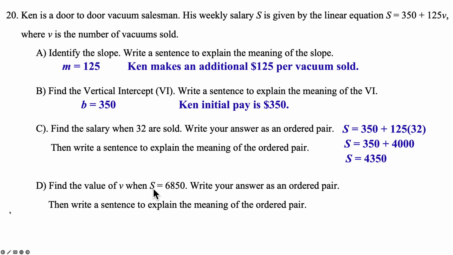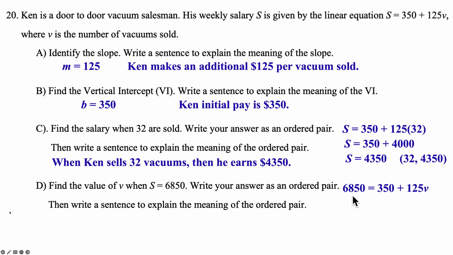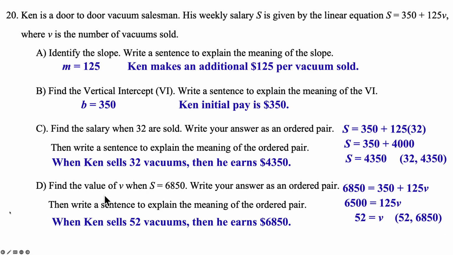Part D is how many vacuum cleaners were sold if he had $6,850. All right, then write your answer as an ordered pair. Okay. Let's see. I think I forgot to say the ordered pair up here. That was 32, 4,350. So now S is going to be the 6,850 equals 350 plus 125 times V. Subtract over the 350, divide by 125, you get 52. So 52, comma 6,850 is the ordered pair. So what is my sentence? All right, so if he sells 52 vacuum cleaners, he earns $6,850.